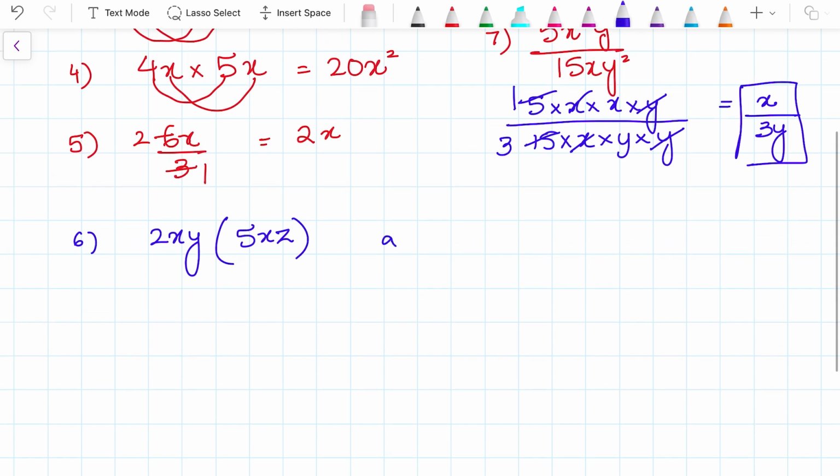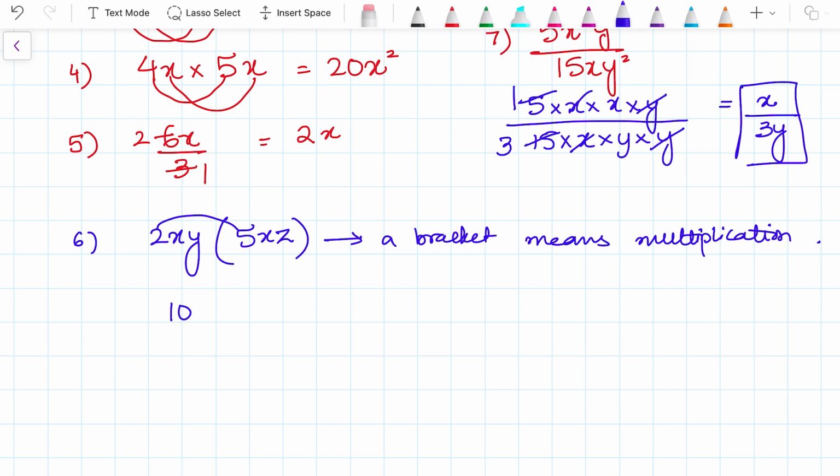So a bracket means multiplication. So maybe this is something new that you're doing now. Alright, so 2 multiplied by 5 is 10. x multiplied by x is an x square. y and z are single, so they will remain like this.